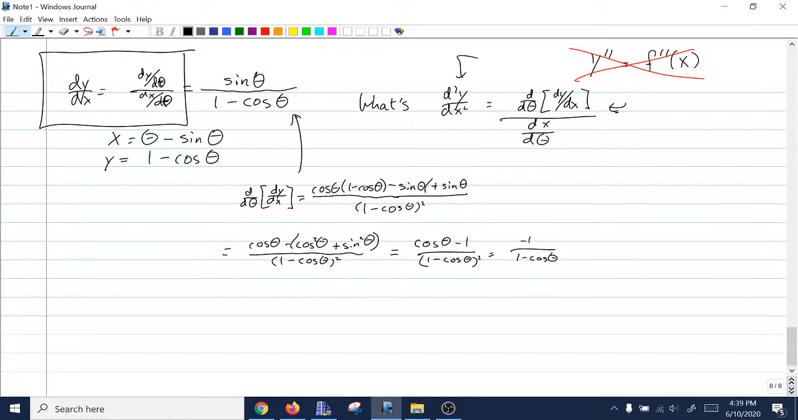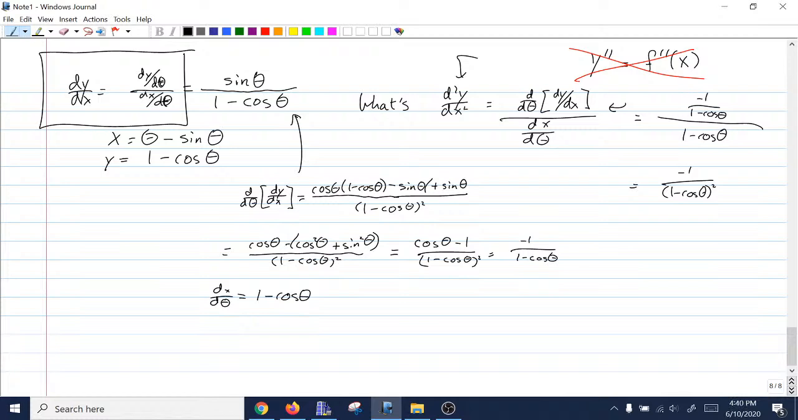But that's not the second derivative. That's just the top of the fraction. I need to divide that by dx d theta. What's dx d theta? Dx d theta is the same thing it was in the last example. It's still 1 minus cosine theta. So I end up with negative 1 over 1 minus cosine theta squared as our formula for d squared y over dx squared. Cool.